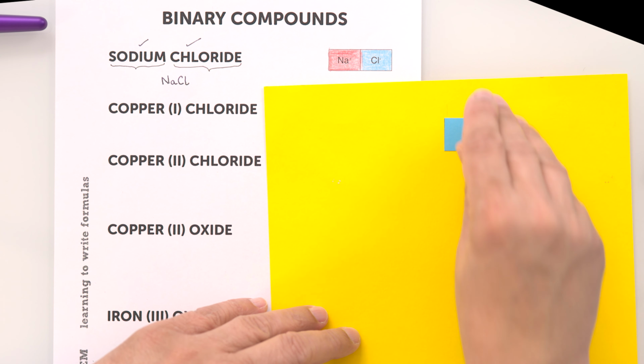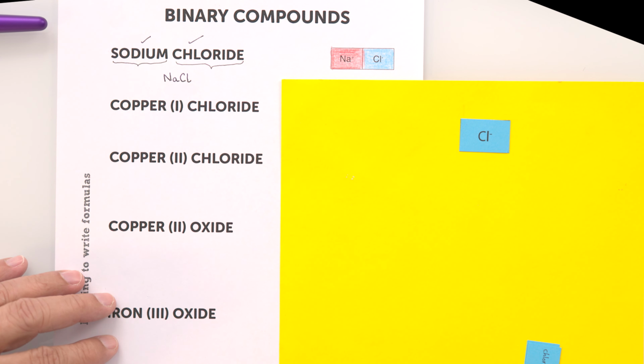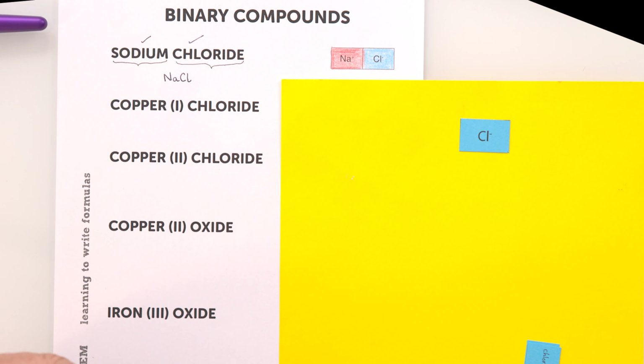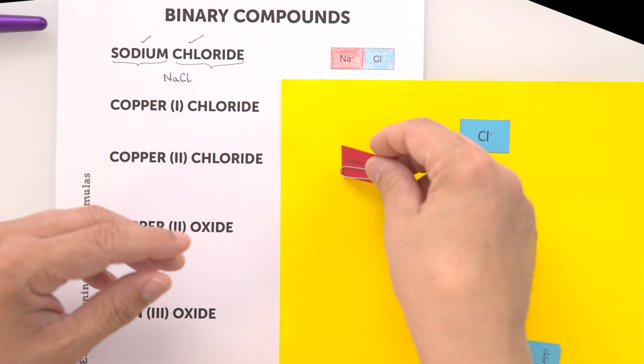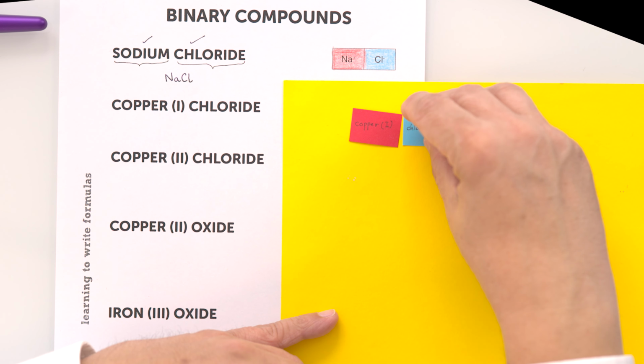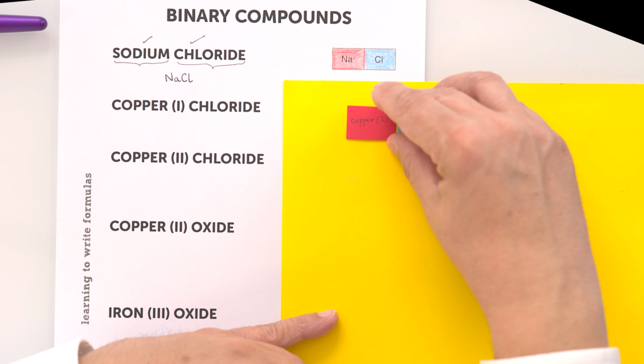So we're going to do another one now. The second one is going to be copper chloride. So you've seen the chloride ion before. We'll leave that right there. And I'm going to get, and this is copper 1. So we have to make sure that we get copper 1. We lay the copper 1 there. And let's just flip the chloride ion over. We've got copper 1 chloride.